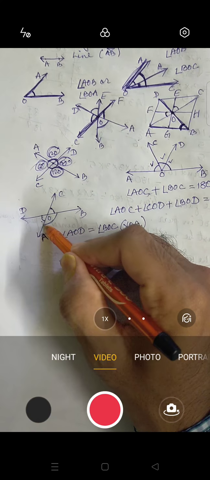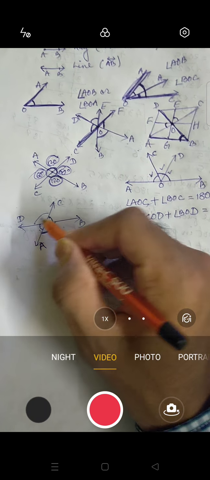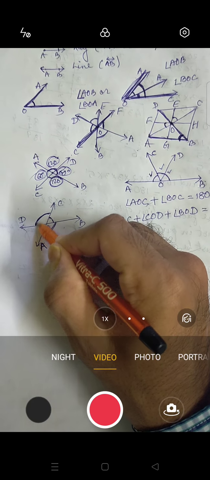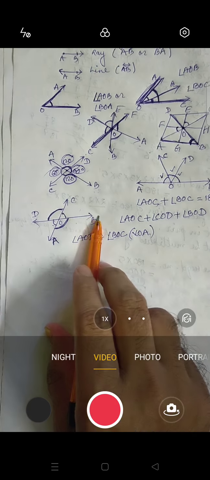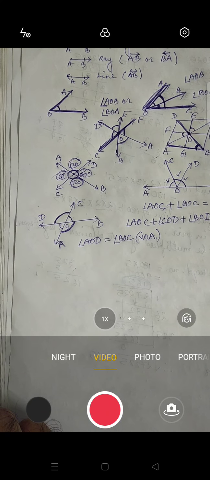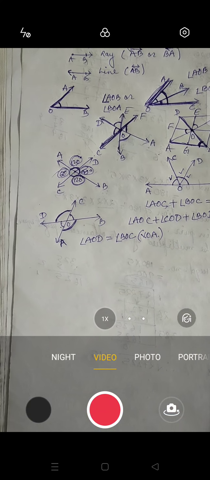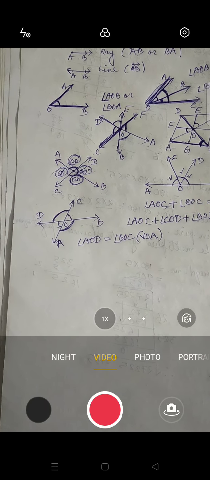Fine. Same way we can say that this angle is equal to this angle. Okay. Now the name of this angle will be angle AOB, and the name of this will be angle COD or DOC. Okay. Both will be equal. Fine. And the reason also will be the same, vertically opposite angles.